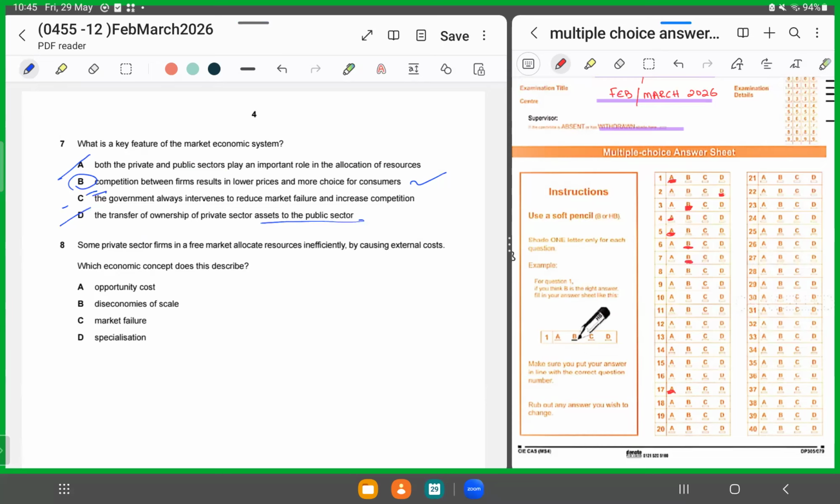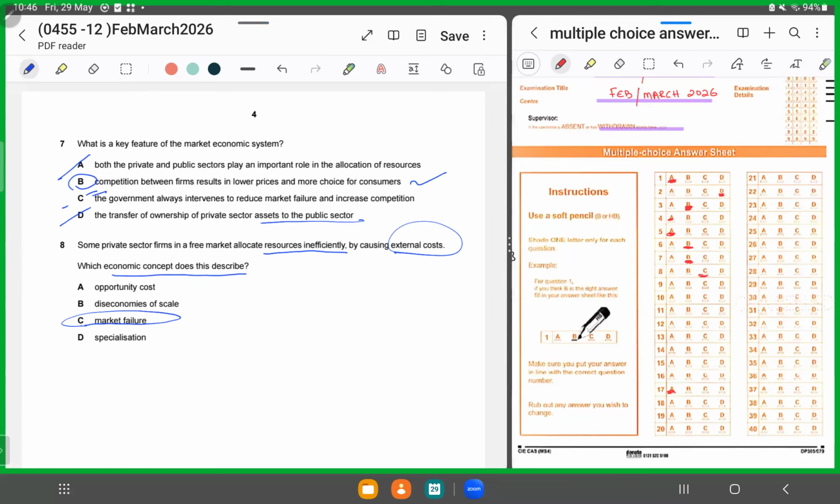Moving forward, in MCQ number 8. 8 says some private sector firms in a free market allocate resources inefficiently. So now they're allocating resources inefficiently and causing external cost. Which economic concept are we talking about? External cost, inefficiency is what? Market failure. So for 8, we'll shade in C.